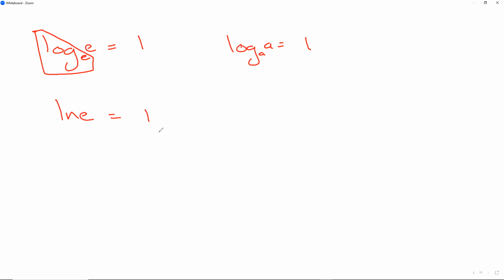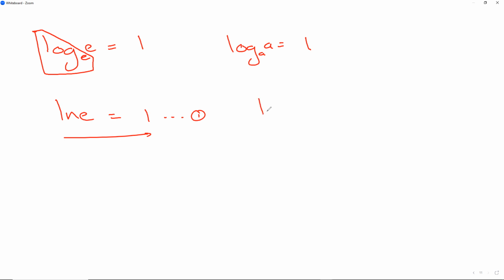Alright, let's go to the next thing. If I've got log base e of e, that's going to equal 1, right? Because log a of a is equal to 1. But we just stated that the base e can be replaced with ln. So therefore ln e must equal 1. And that's one of the properties: ln e equals 1. Some people call it log e, some people call it ln, but it's the natural logarithm of e, which is equal to 1.